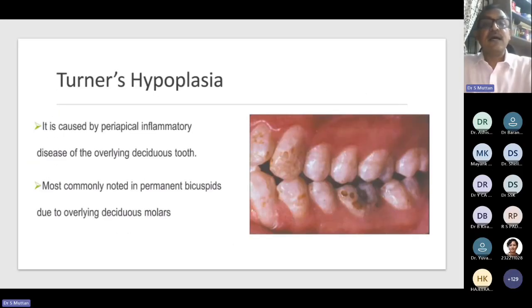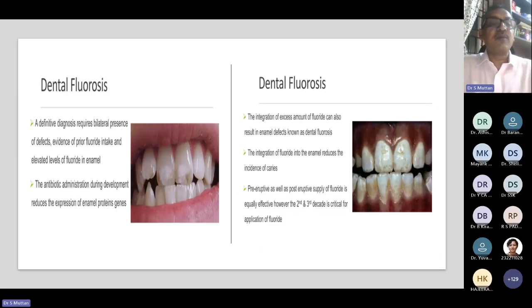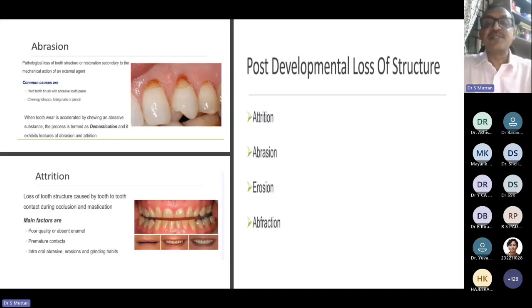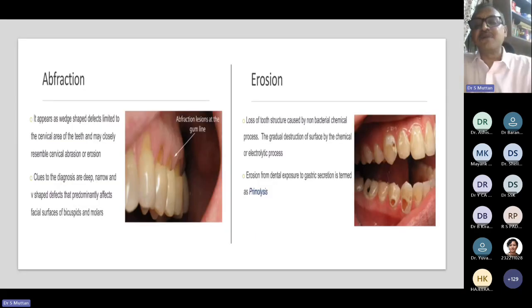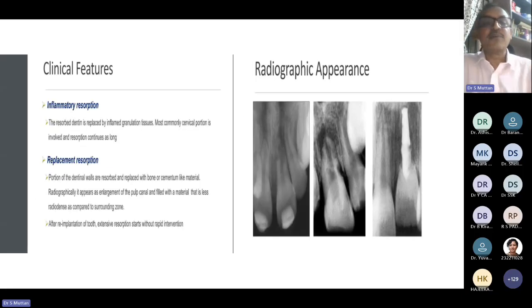Then Turner's hypoplasia. So you can see this is the shape of that abnormality. This is the shape of this abnormality. This another abnormality, fluorosis, dental fluorosis. Okay, unequal length. See that upper jaw, the teeth is higher length, lower is less, and the abrasion, attrition, erosion, fraction. These are all varieties of abnormalities. Okay, all these things, you give to a computer, it will assist the doctor. Okay, resorption, clinical features, radiographic appearance.